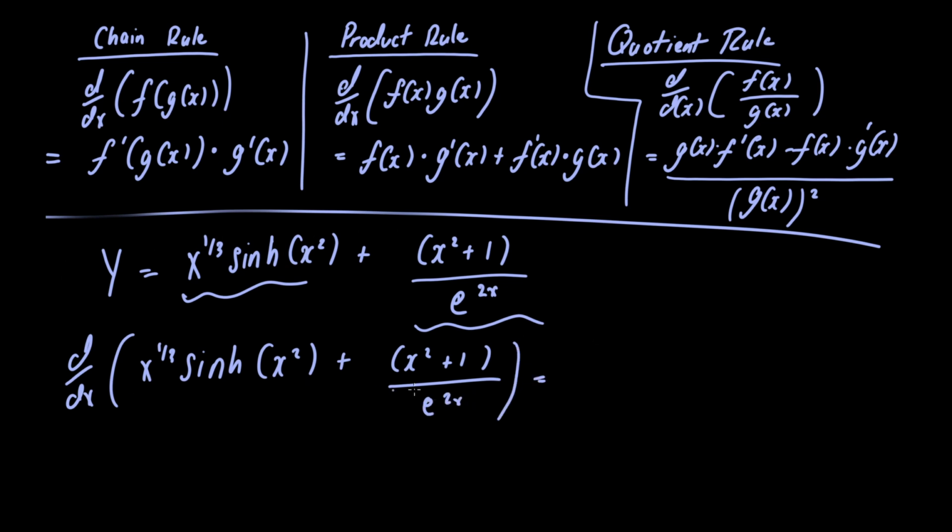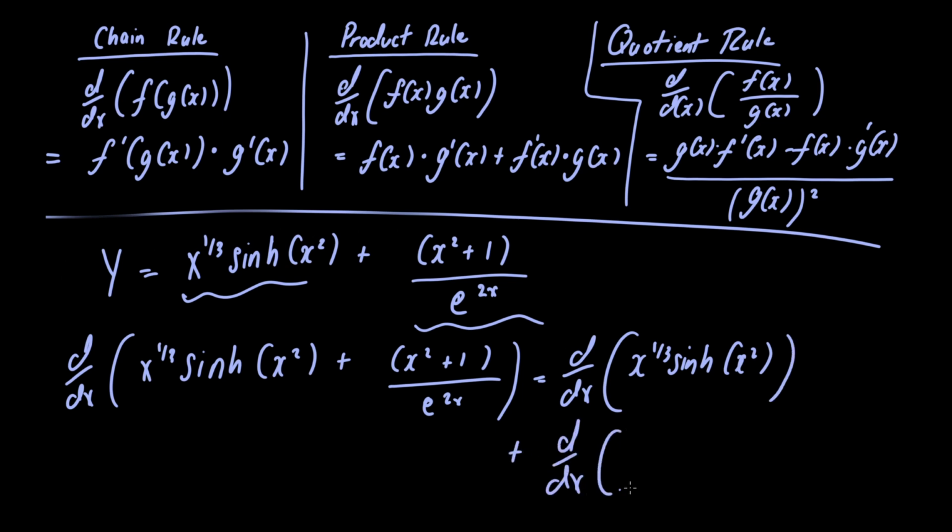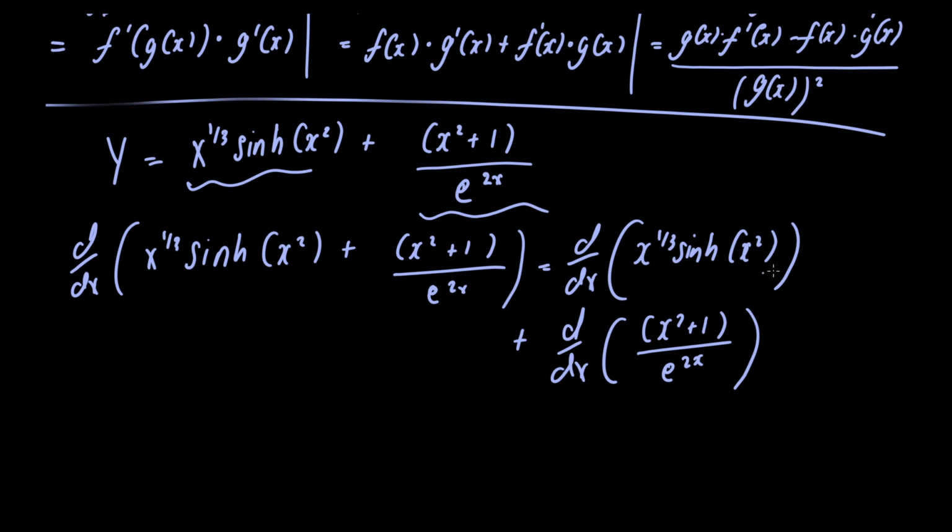So we can apply the sum rule for derivatives here. So we have d over dx of x raised to 1 over 3 multiplied by hyperbolic sine of x squared plus d over dx of (x squared plus 1) over e raised to 2x. Now we're going to have to use the product rule to take the first derivative right here.